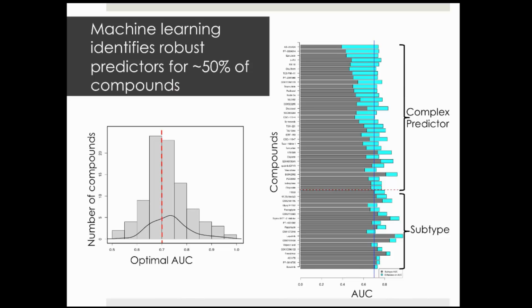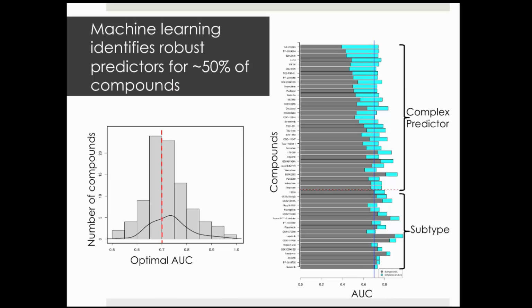It is the case that for about a third of the compounds where we can identify a robust predictor, that predictor also encodes the subtype information, the transcriptional subtype information. And so subtype alone would actually lead you to almost the same prediction of drug sensitivity as would the more complex multi-featured molecular profile. So those are the compounds that are shown on the lower half of the figure.